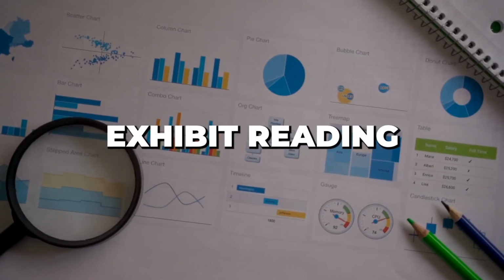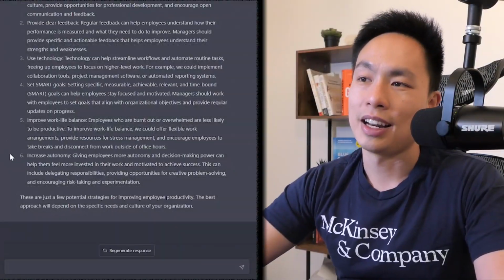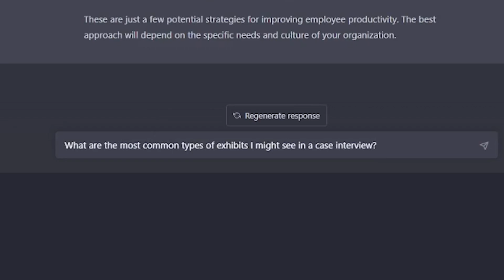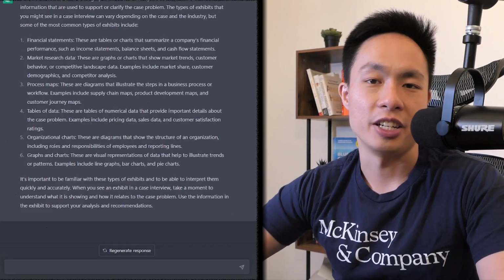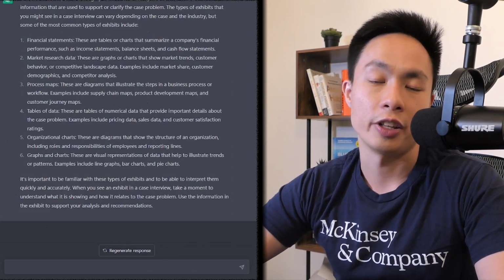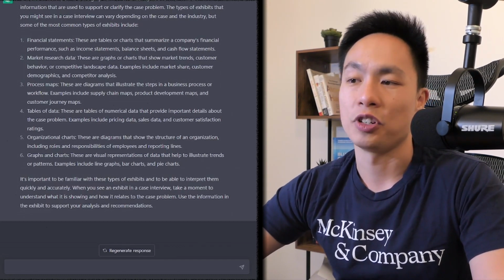Now that we talked about brainstorming, the next analysis that comes up that people struggle with is the exhibit reading, which is when you get graphs and charts to be able to read. So here, what I like to do with ChatGPT, I like to ask it, what are the most common exhibits that I might see in a case interview? And then after ChatGPT spits out the common ones, I want you to go deeper into which one you're struggling with. So say, for example, that you're struggling with charts and graphs.